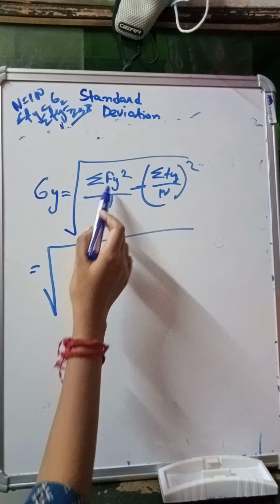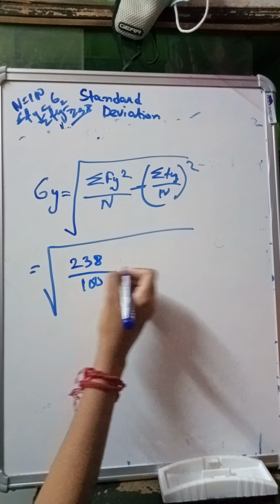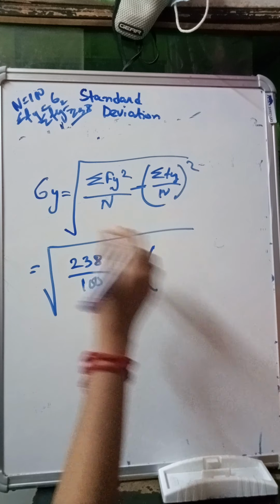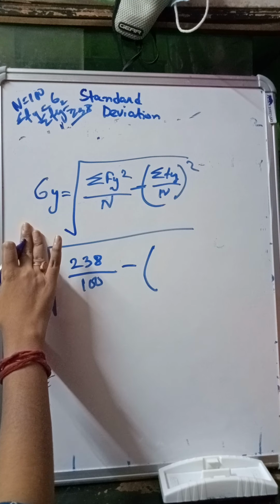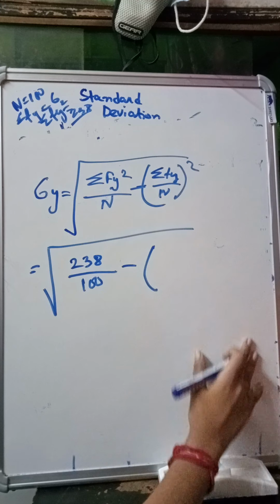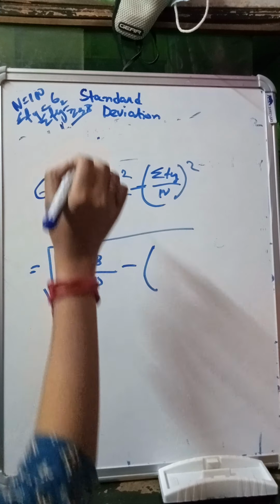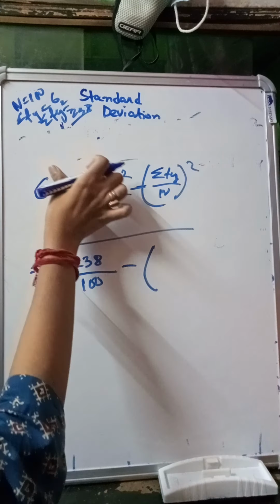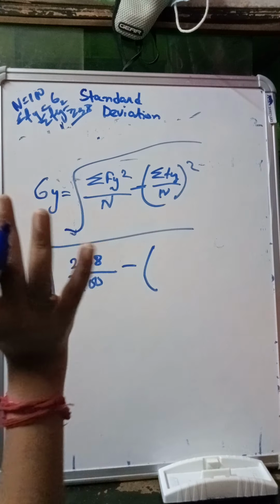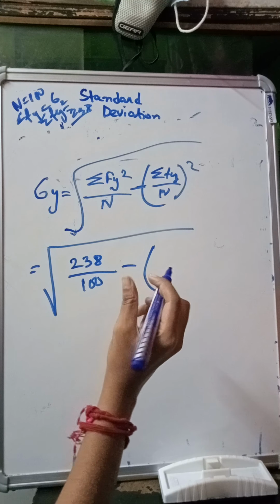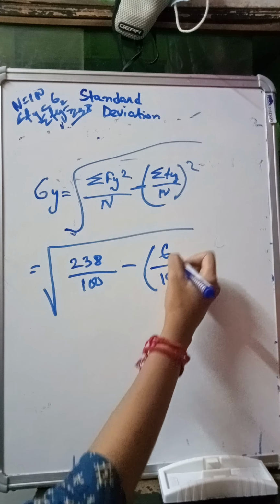So what is the value of fy square? It was 238. And what is n? n is 100. Now in this I have found the SD directly, that's why I have put the square root. If I had not given the square root here, then I would write it as sigma square, that becomes the variance. If I directly put the square root, then it is the SD. So it is 6 by 100 whole square.